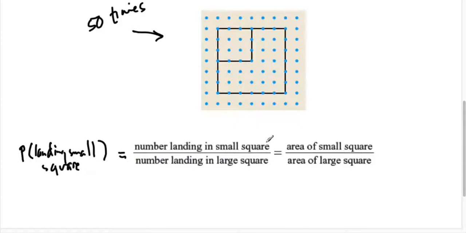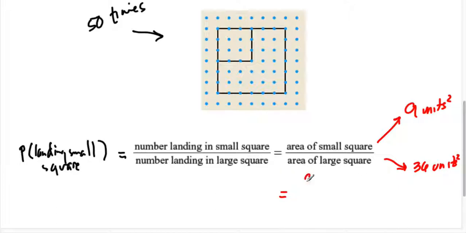The number landing in the small square will be equal to the area of the small square. Remember what area is. Area is the number of square units. So the area of the small square is the number of squares in there. You end up with 1, 2, 3, 4, 5, 6, 7, 8, 9 square units. And the area of the large square would be 6 by 6. 6 times 6 is 36. So 36 square units.